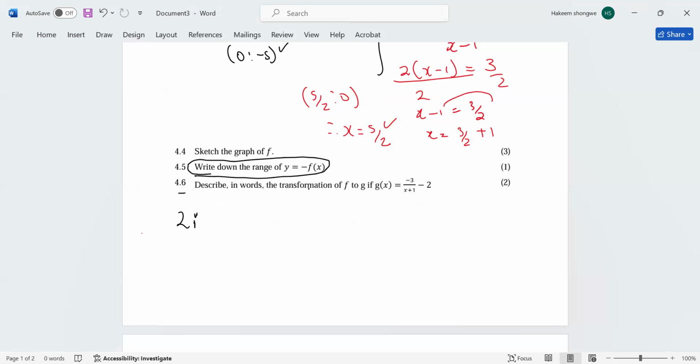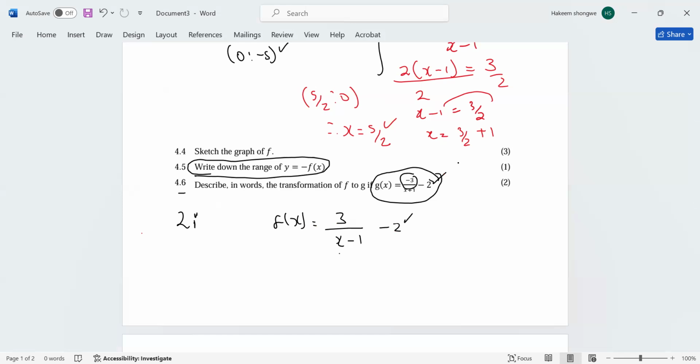They say describe in words the transformation that took place, so that we have something like this. Let's check what we have. We have f of x, which is given by 3 over x minus 1, minus 2, and we are just going to compare the difference between the two. You can see there's a negative on top. That's the first difference that we identify. Everything else is exactly the same. Nothing has happened there.